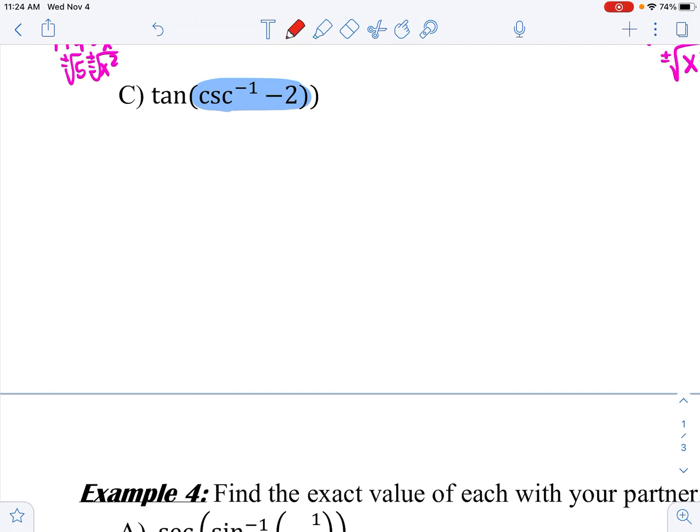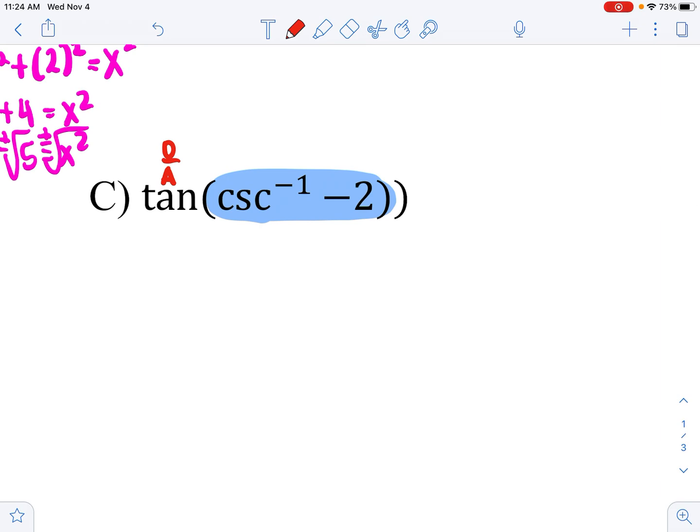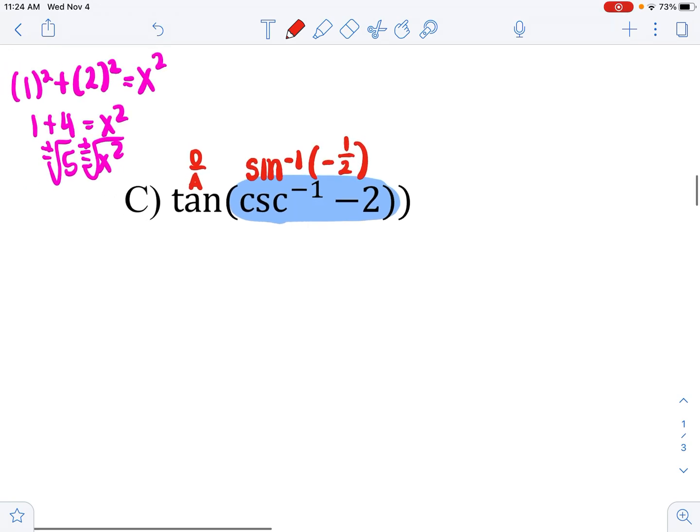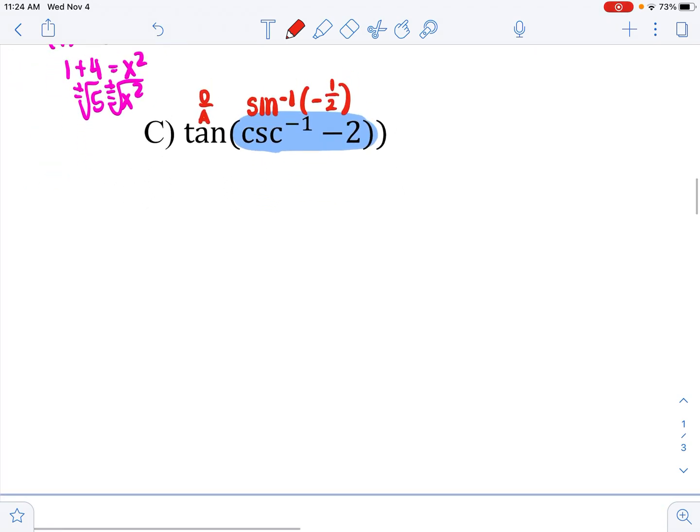All right, next one, I'm going to start with the inside, and I'm going to draw this. I'm going to draw it into a triangle, and then I'll take the tangent. So my answer is going to be opposite over adjacent once I have my triangle drawn. Now, cosecant I don't have memorized. So I'm going to say, well, what's the reciprocal of cosecant? It's sine. So I'm going to do sine inverse of, and then flip negative 2. Sorry, find the reciprocal of negative 2, which is negative 1/2. So that's what I'm going to start off by drawing.